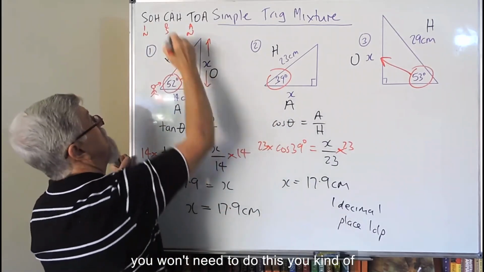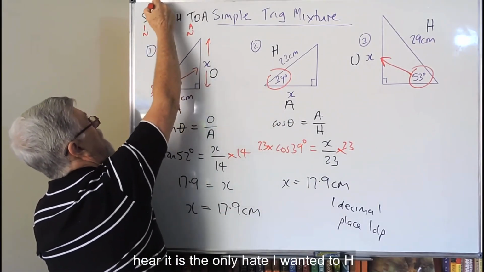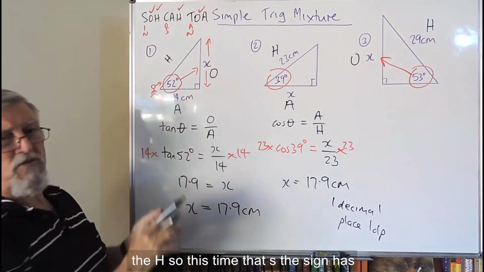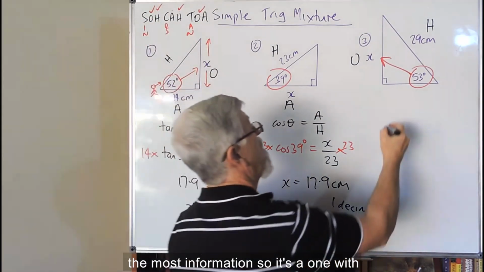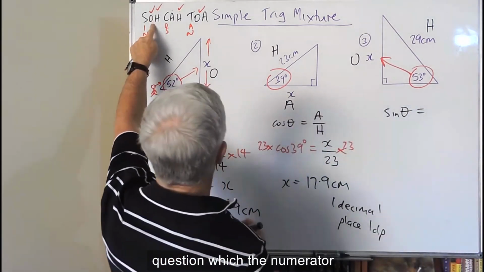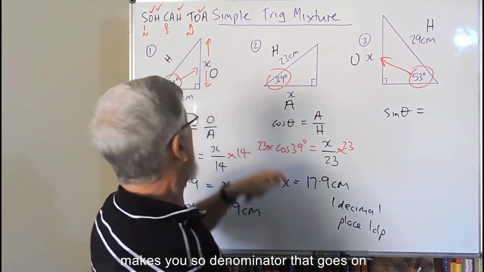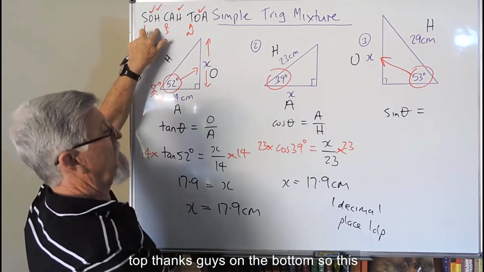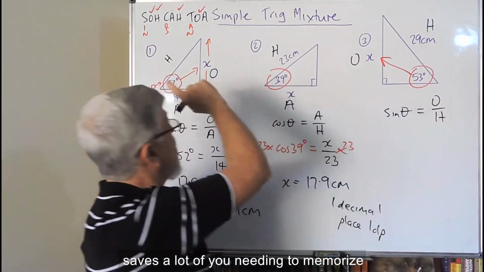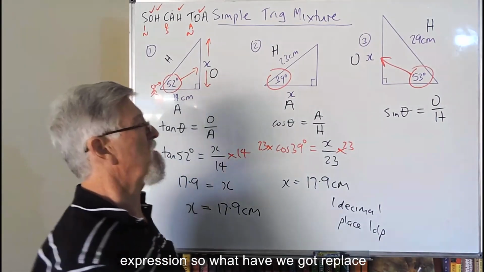Some of you won't need to do this. You go, there it is, the O and the H. So this time the sine has the most information, so it's the one with sufficient information to do the question. O is the numerator, H is the denominator. O goes on top, H goes on bottom. This saves a lot of you needing to memorise it, and gives it all to you in one simple expression.